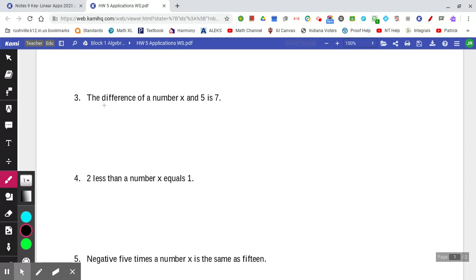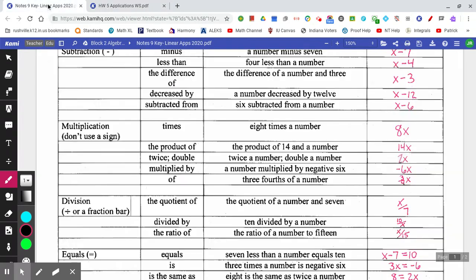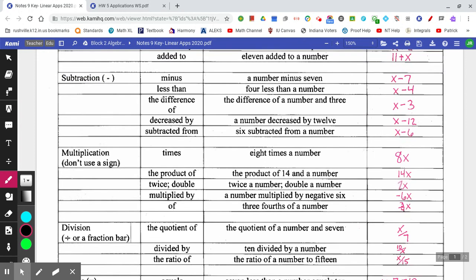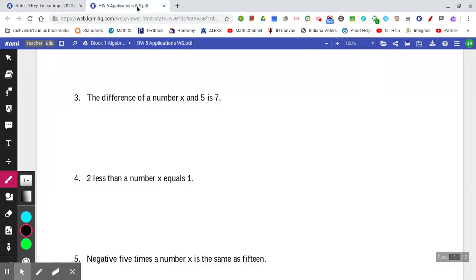Okay, question number 3, it says the difference of a number x and 5 is 7. As I'm going through and reading this, the first word I see after the is difference. So I come back here and I'm looking for the word difference. Right here I see the difference of, that means subtraction. Now with subtraction, you need to pay attention to your order. So it's taking the difference of a number x and 5.